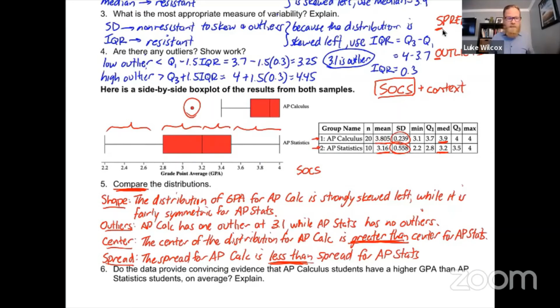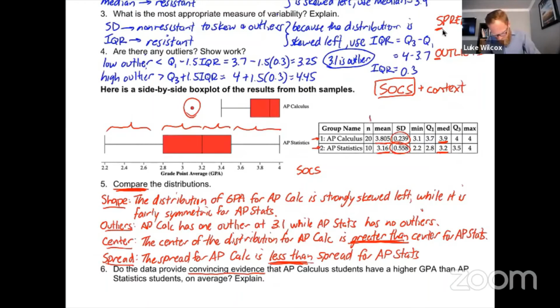All right, and let's get to the last question here, number 6. Do the data provide convincing evidence that AP Calculus students have a higher GPA than AP Statistics students on average? Now, this certainly sounds like something from much, much later in the course, namely a significance test, right? Anytime you see convincing evidence, you think that you might need a significance test to answer that question. But before we talk about convincing evidence, let's just see, first of all, do we have some evidence that AP Calculus students have a higher GPA?